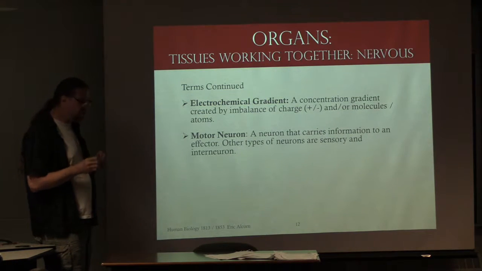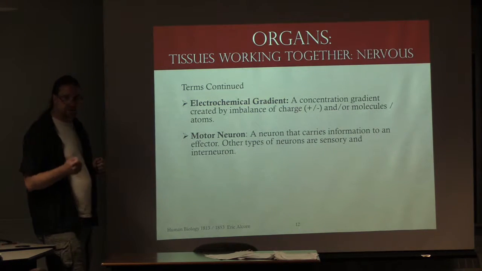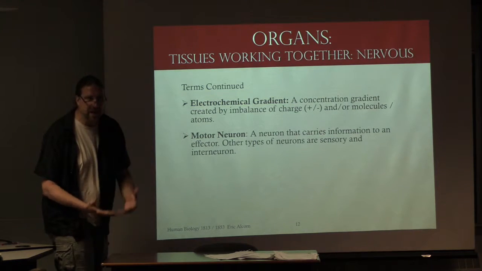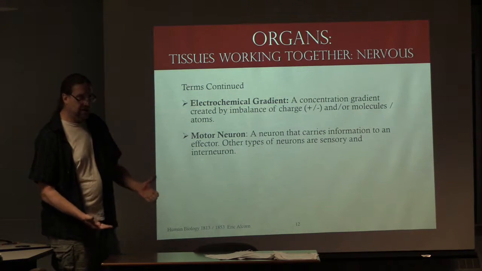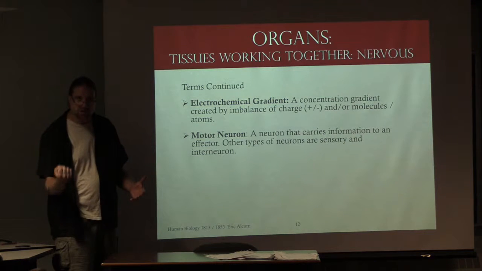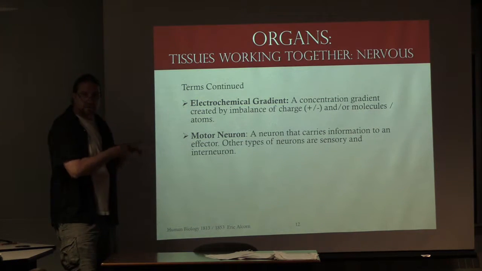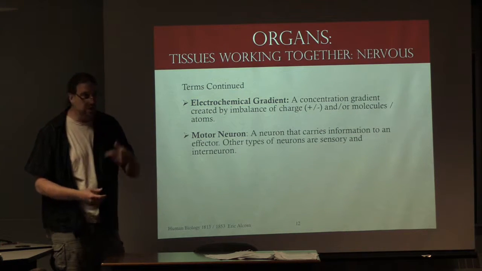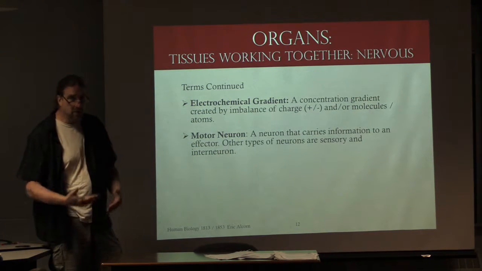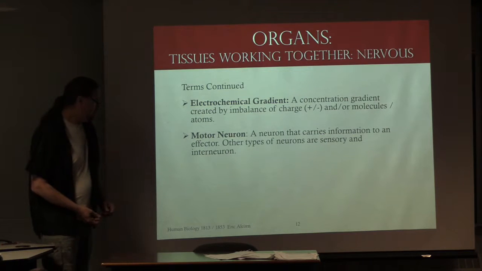Motor neuron, that's what we're going to be dealing with mostly. It's a neuron that carries information to an effector cell. An effector cell is just the cell that does something. So in this case, the effector cell is the muscle cell that contracts. It could also be a gland that, when the motor neuron is stimulated, releases a hormone or what have you, or a sweat gland.